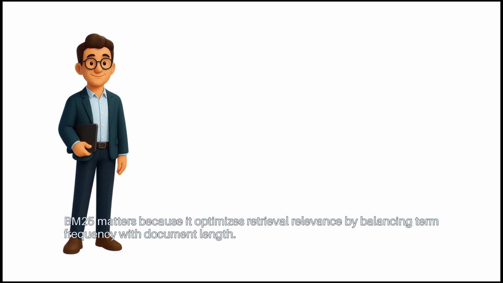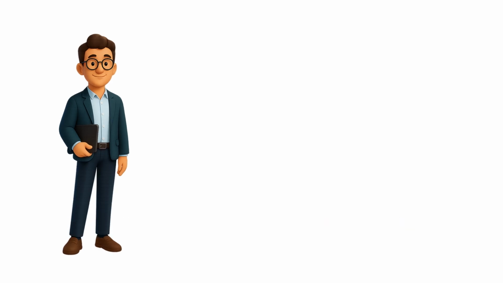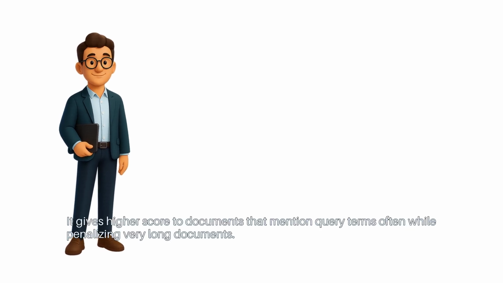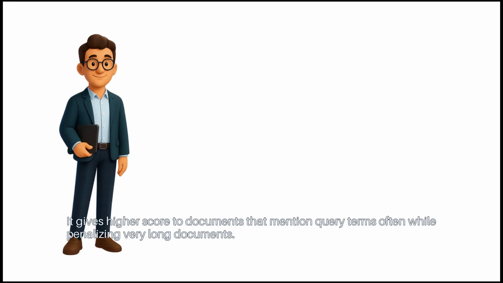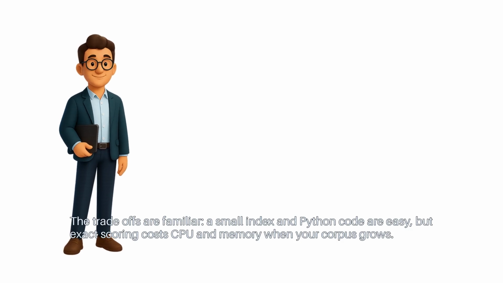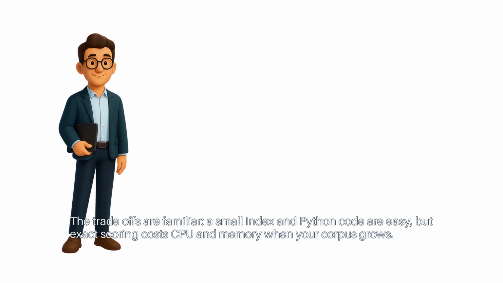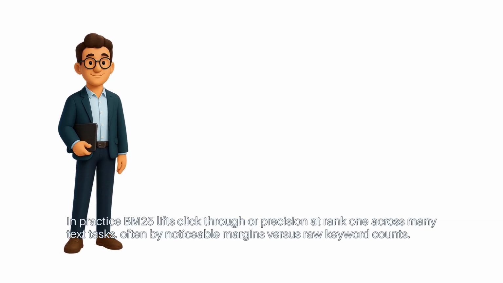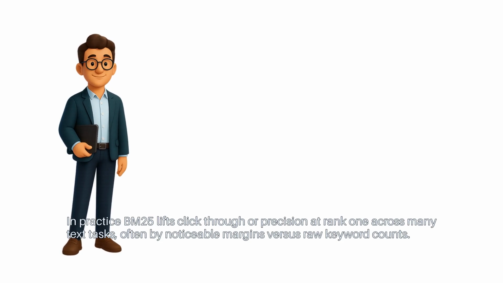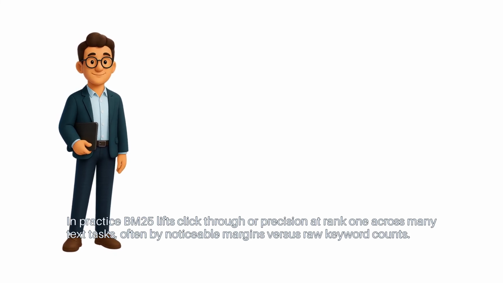BM25 matters because it optimizes retrieval relevance by balancing term frequency with document length. It gives higher score to documents that mention query terms often, while penalizing very long documents. The trade-offs are familiar. A small index and Python code are easy, but exact scoring costs CPU and memory when your corpus grows. In practice, BM25 lifts click-through or precision at rank 1 across many text tasks, often by noticeable margins versus raw keyword counts.